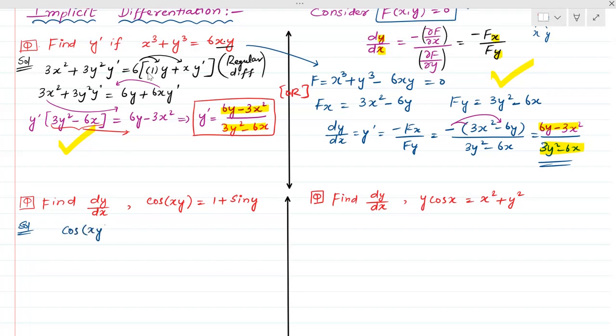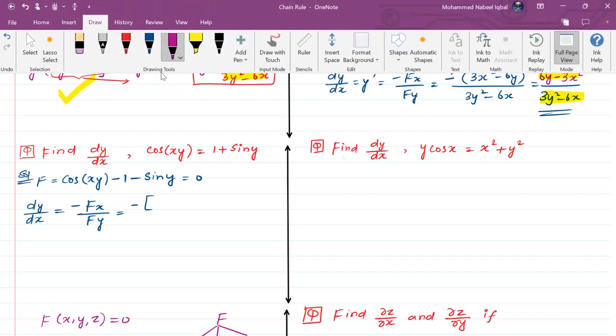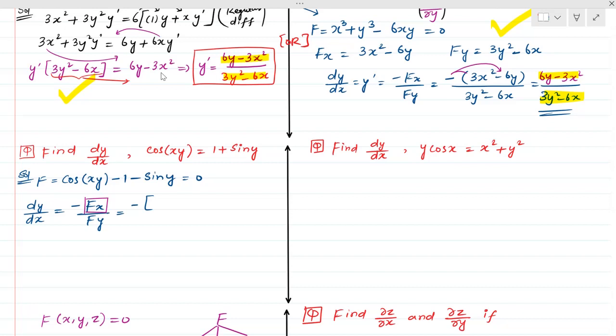Cosine xy minus 1 minus sine xy minus sine y equals 0. So in order to calculate dy over dx, I have to write minus fx over fy. So this is the function f. So calculate fx. Differentiate with respect to x. It is our first chain rule. Minus sine xy. This is done.